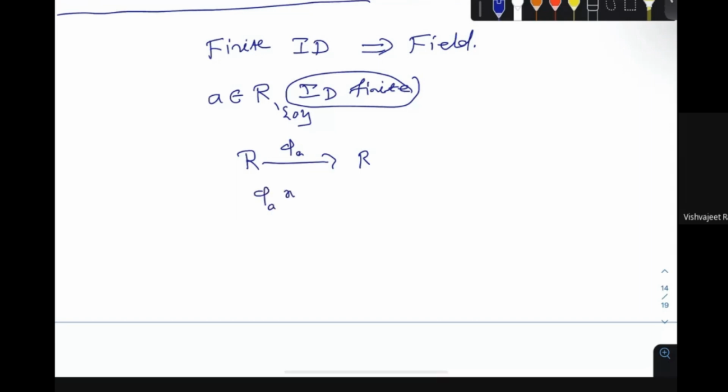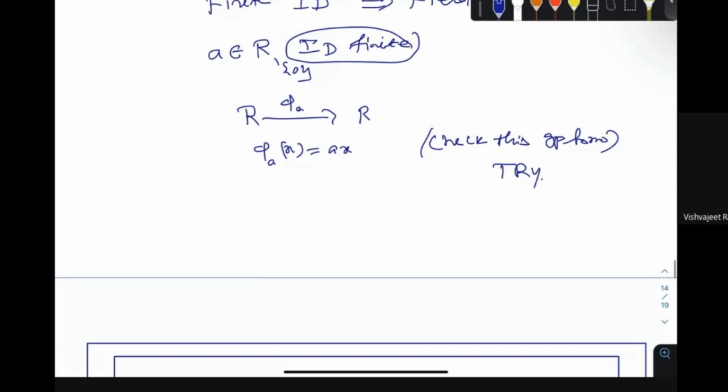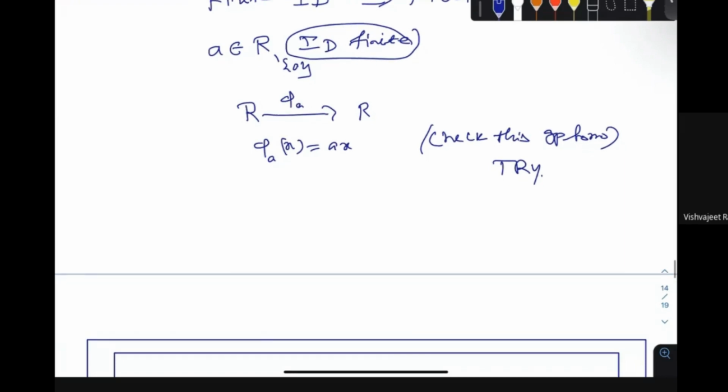Phi_A of x is just ax. Check, this is a group homomorphism. I am in the ring, but I'm not claiming this is a ring homomorphism. I'm just claiming this is a group homomorphism. Check. Once you know about this, then trust me, look at the kernel.